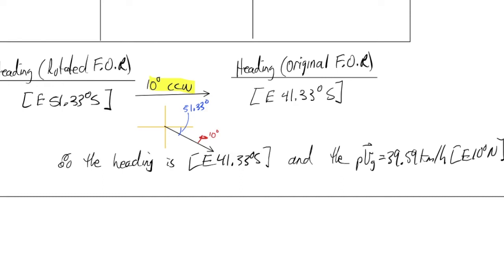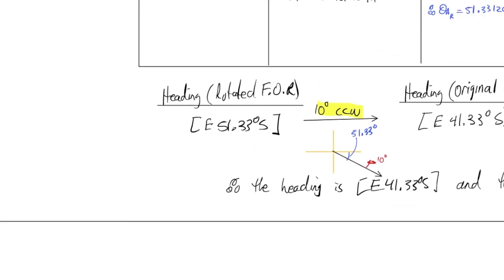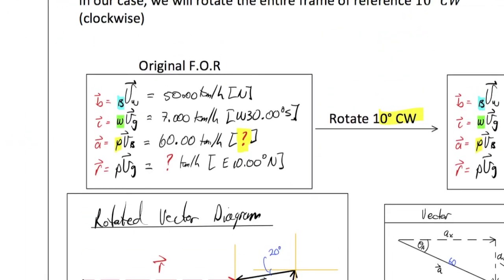So therefore, we get in the original frame of reference a heading of east 41.33 degrees south, which is precisely what we got using that first method. So finally, the therefore statement. Therefore, the heading is east 41.33 degrees south, and the projectile's velocity with respect to the ground is equal to 39.59 kilometers per hour east 10 degrees north. Because if you recall, that is the original resultant, direction of the resultant, which was in the given section up here. So our original projectile velocity with respect to the ground was east 10 degrees north.